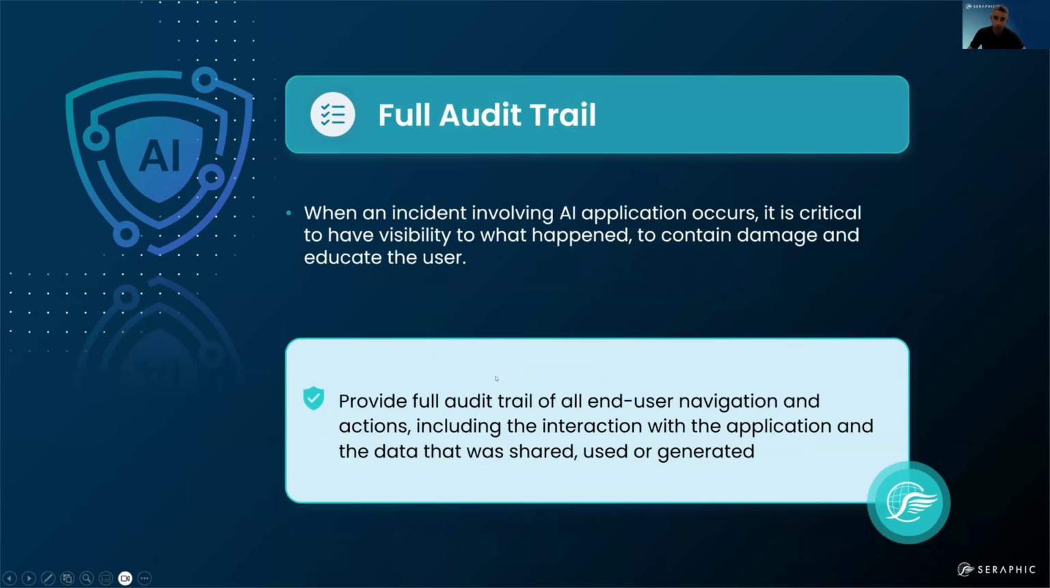So when we talk about using AI applications, there could be a scenario where an incident involving an AI application data loss occurs. It is critical for the organization to have visibility to understand what happened, how do I contain the damage, how do I educate my users that this does not happen again. So what, again, Seraphic is doing in that context is providing full audit trail of all end user navigation and actions, including the interaction with the application, what was shared, used, or generated.